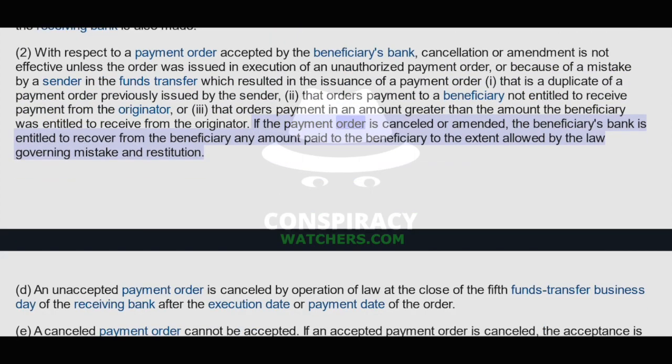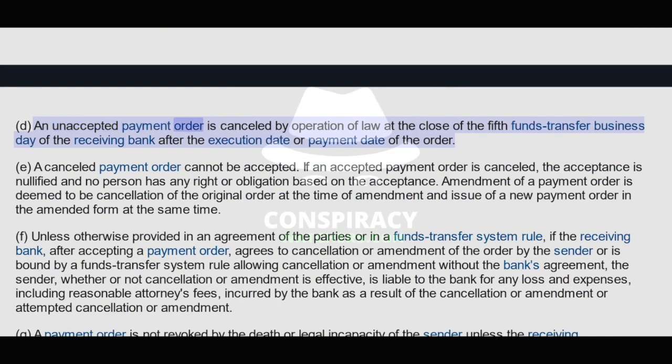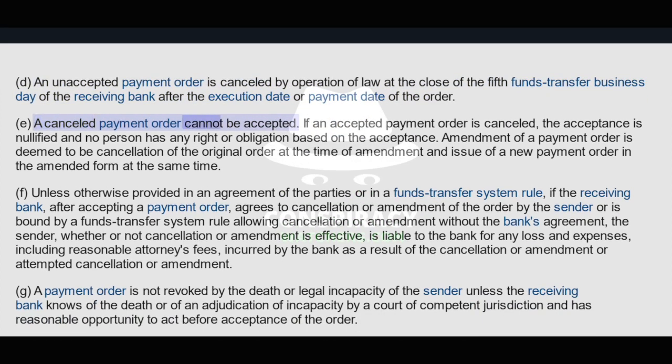If the payment order is cancelled or amended, the beneficiary's bank is entitled to recover from the beneficiary any amount paid to the beneficiary to the extent allowed by the law governing mistake and restitution. An unaccepted payment order is cancelled by operation of law at the close of the fifth funds transfer business day of the receiving bank after the execution date or payment date of the order. A cancelled payment order cannot be accepted.